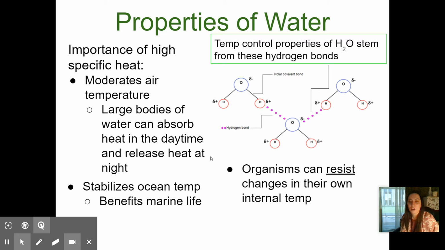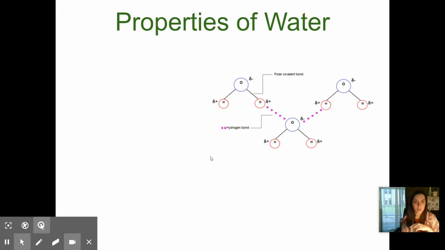Organisms can also resist changes in their own internal temperature. We are made up of 70% water. Because we have such a high specific heat, that overall stabilizes our temperature, and that is really important because we need to stay in a very, very narrow range of temperature.